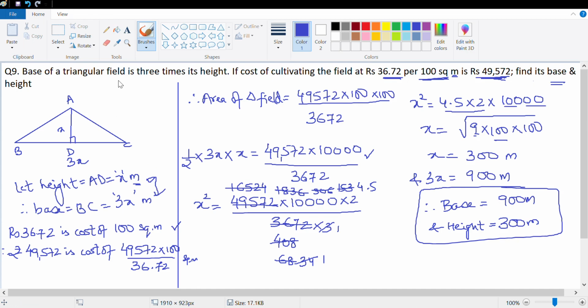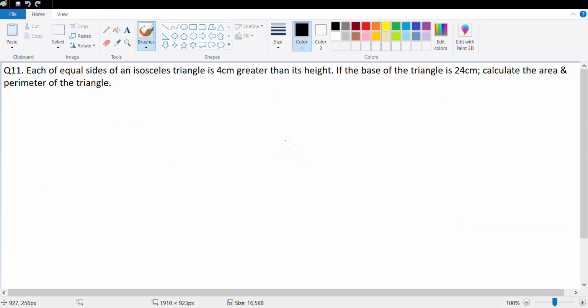The next question that we're doing is question number 11. Question 11 says each of equal sides in an isosceles triangle is 4 centimeter greater than its height. Okay, so rough diagram for clear understanding. So each equal side is 4 centimeter greater than the height. So these are the two equal sides. Let's make the height as well.